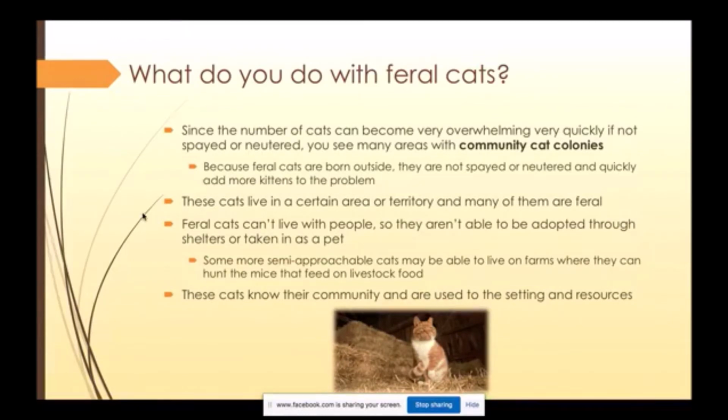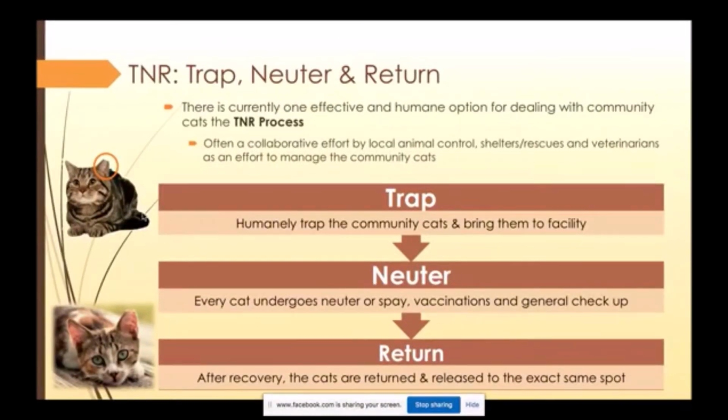And that's why most animal welfare groups, shelters, rescues, and different animal organizations will always recommend TNR, or Trap, Neuter, Return. It's a very effective and humane option for dealing with community cats. So there's just 3 steps, but it is important to note that this is a collaborative or team effort by the local animal control, shelters and rescues, and veterinarians as an effort to manage their community cats.